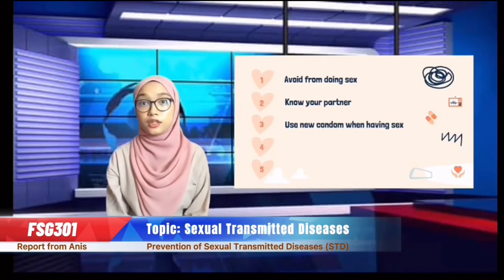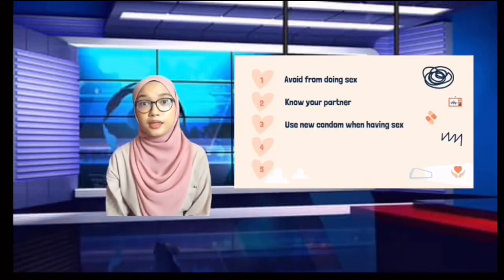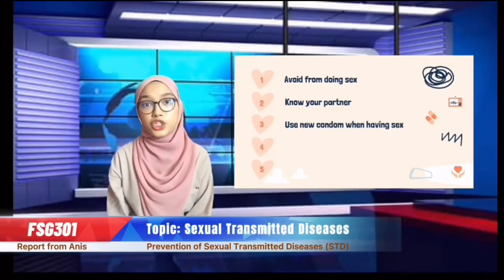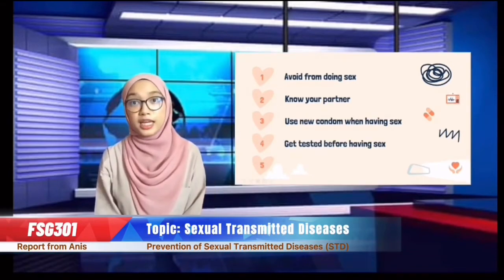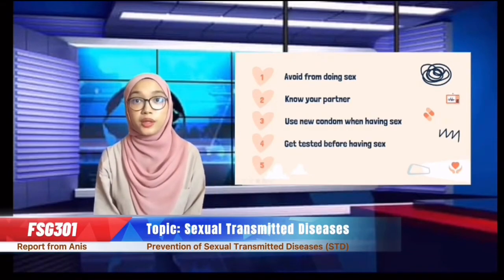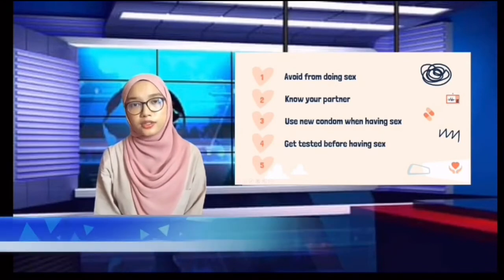Thirdly, you have to use new condoms every time you're having sex. It is recommended to use latex condoms to lower the breakage rates. Furthermore, you have to get tested before having sex. The reason is to know whether you are infected by STD or not.